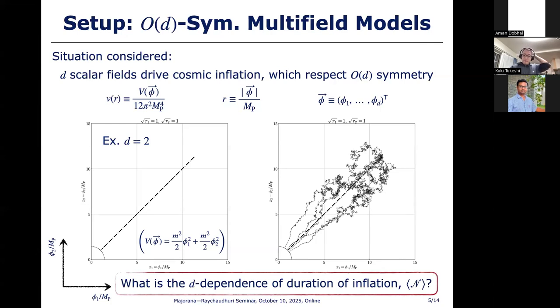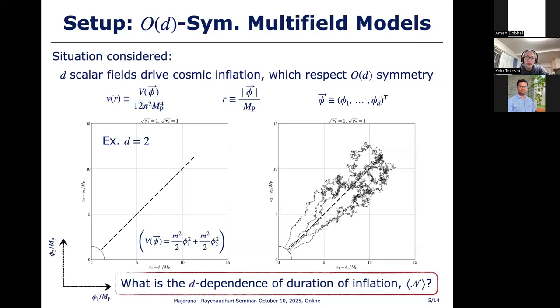So I want to give an answer to the following question. What is the number of field dependence of duration of inflation? This stochastic mean of the duration of inflation.